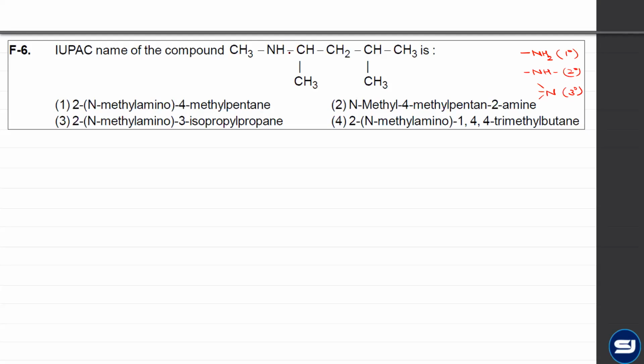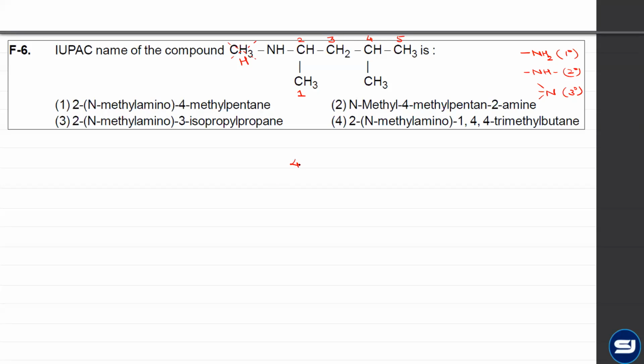अब इसका nomenclature के लिए just for time being methyl को उड़ाकर replace it by H. What do you observe now? Primary amine. Now in this primary amine, the longest chain is of how many carbons? 5. And the numbering will be done from the NH wala side. So it's 1, 2, 3, 4, and 5.